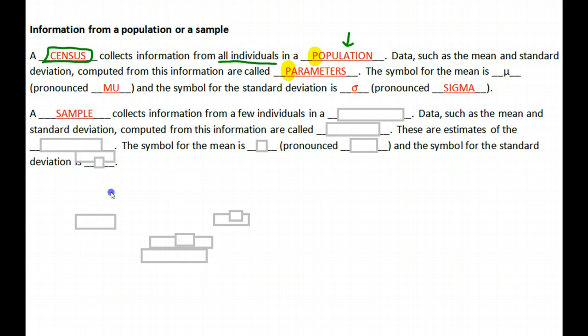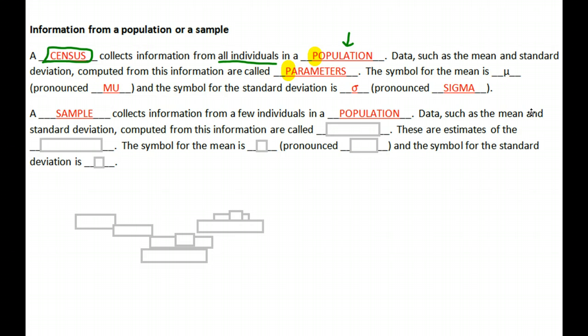Continuing on, a sample collects information from a few individuals in a population. So if the United States was your population, then asking maybe 1,000 people or 100 people would be a sample. You're not asking everyone, you're just asking a few individuals. Same idea with a classroom. If your population was a classroom and you asked 10 out of your 30 students, that would be taking a sample.